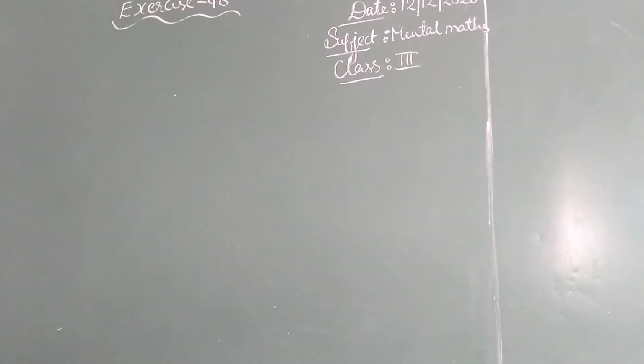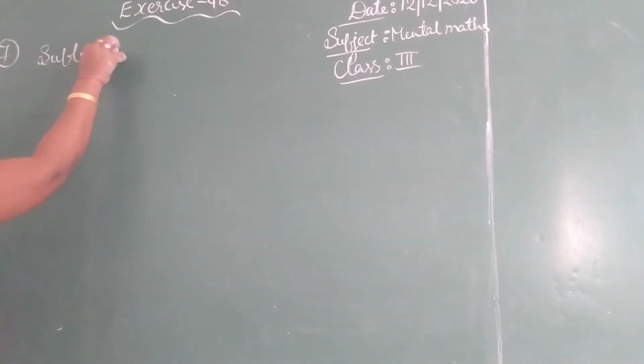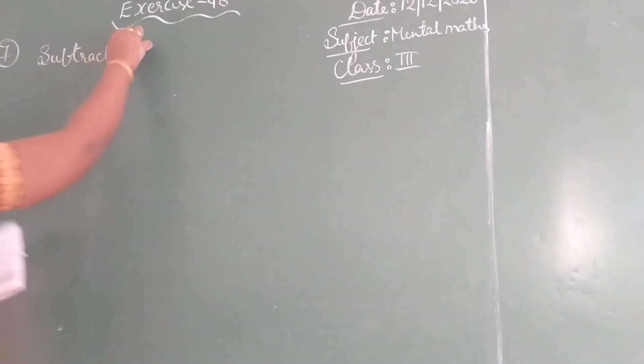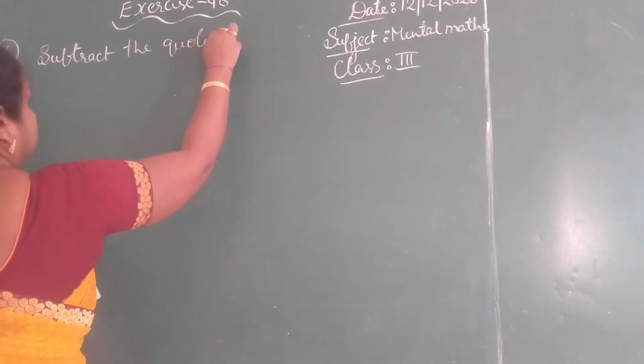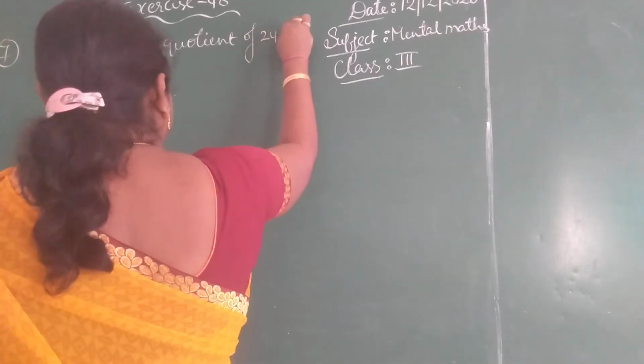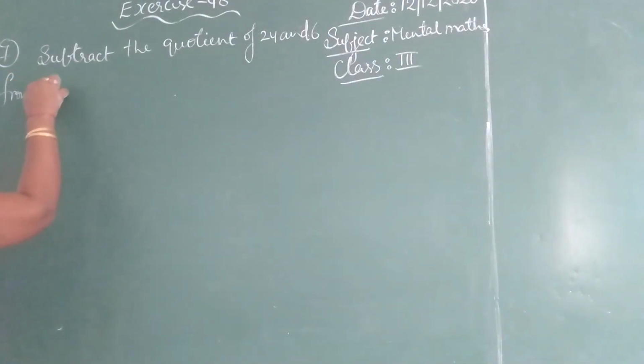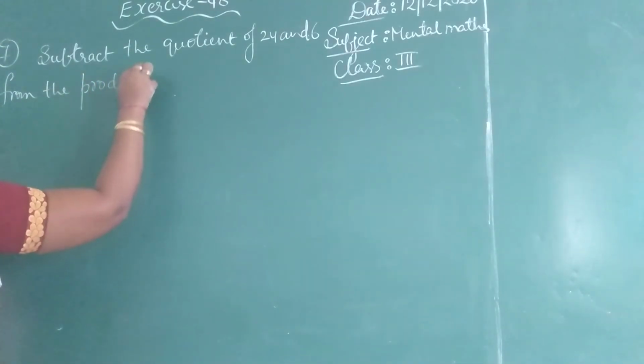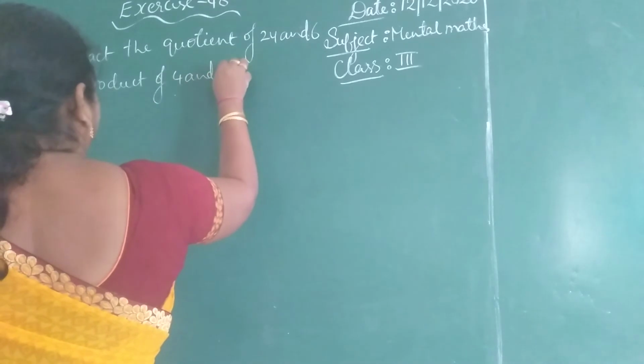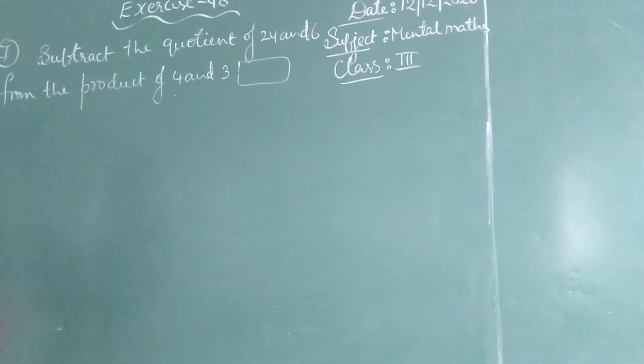See the next one. Subtract the quotient of 24 and 6 from the product of 4 and 3. What is the question? Again, I will repeat it to you. Subtract the quotient of 24 and 6 from the product of 4 and 3.